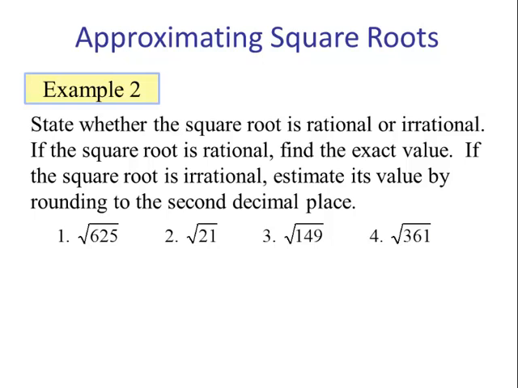Example 2. State whether the square root is rational or irrational. If the square root is rational, find the exact value. If the square root is irrational, estimate its value by rounding to the second decimal place. So number 1, we have the square root of 625. Number 2, we have the square root of 21. Number 3, we have the square root of 149. And number 4 is the square root of 361.